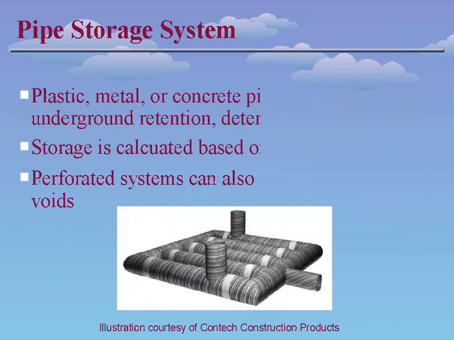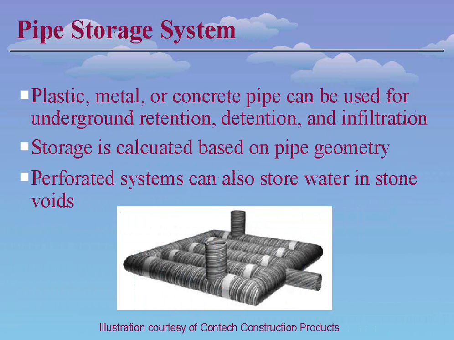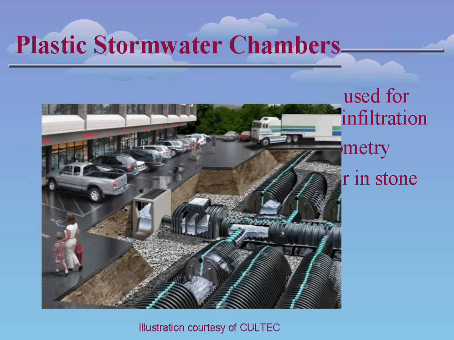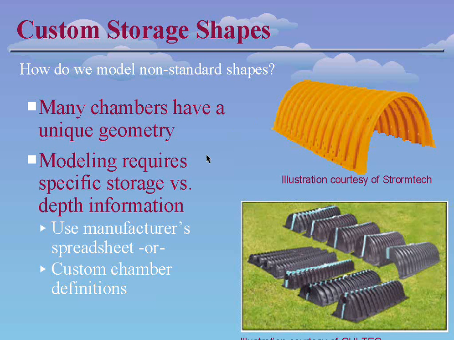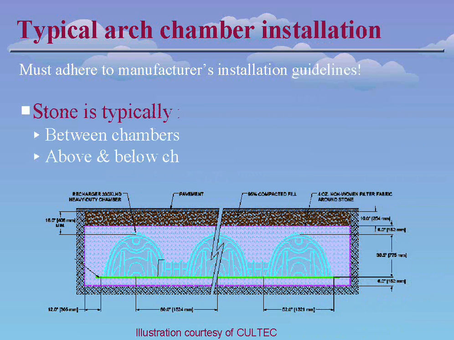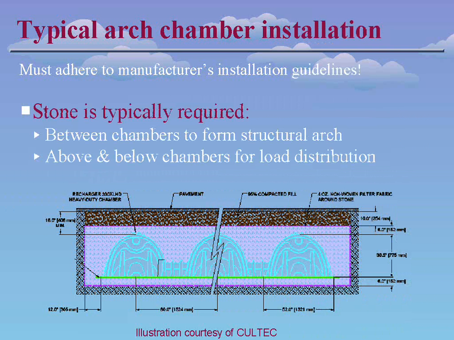But it gets more involved if you have something like pipe storage, where you have a much more complex stage storage relationship, and the pipe may even be sloped to complicate things even further. We also accommodate plastic injection molded stormwater chambers, and these products have a special geometry which doesn't readily match any of the standard storage shapes, and so for that reason we have a library of chamber definitions which are built into HydroCAD. This allows you to simply pick the appropriate model of chamber, and the stage storage relationship is known for each of those models.